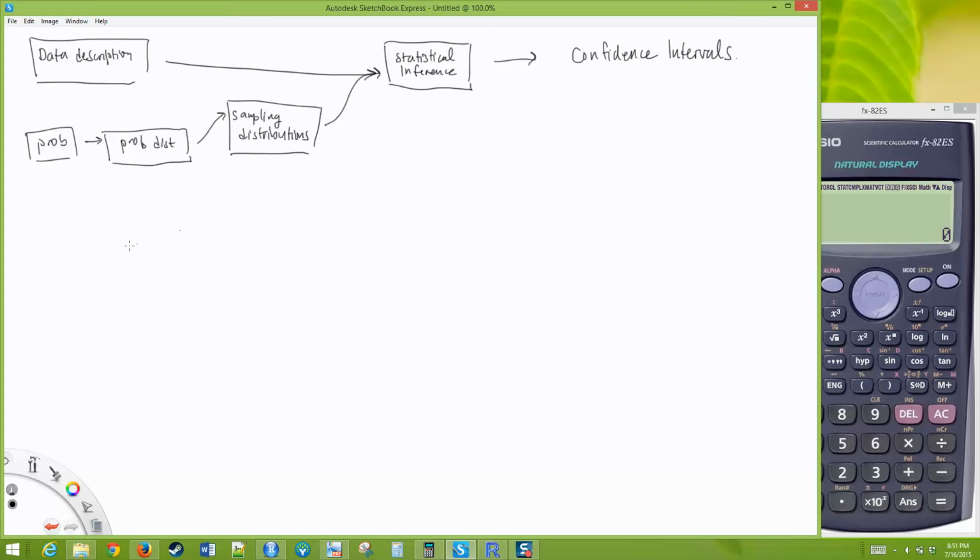Okay, and so this is the premise that we are going for with confidence intervals. Okay, so with a confidence interval, we have a sample. Okay, this is what we have. This sample has been selected randomly from the population.